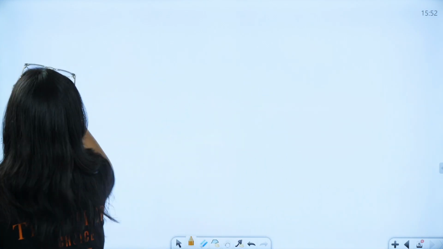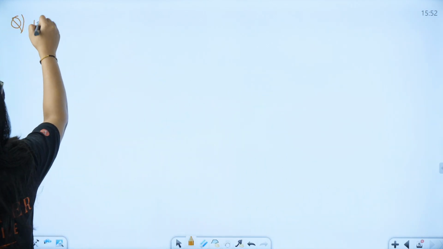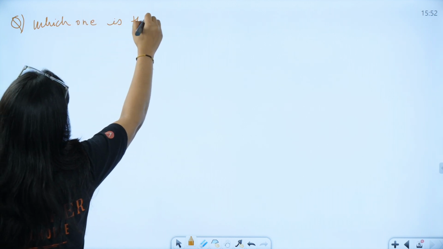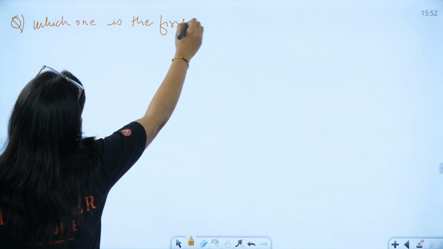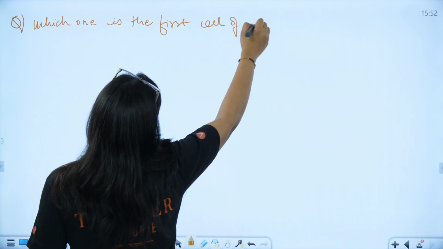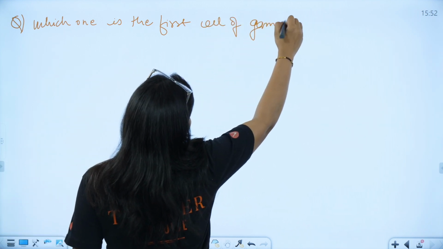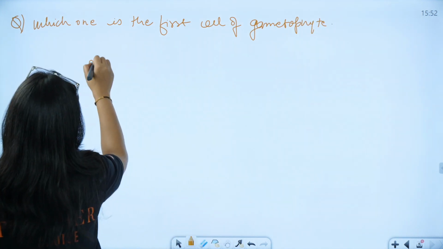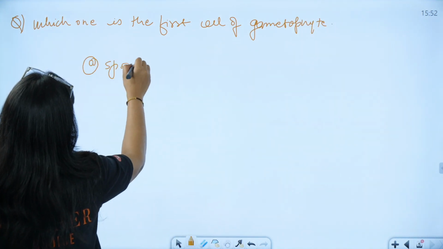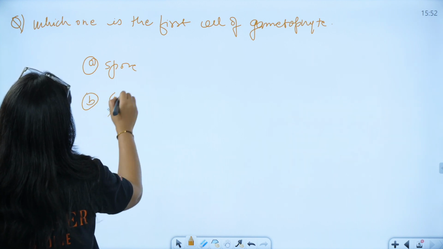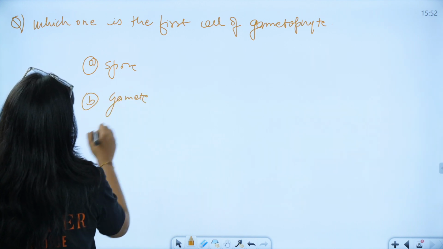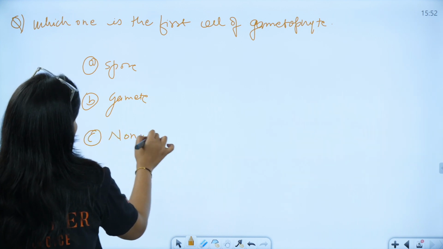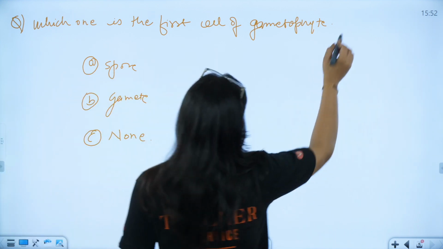So the first question that I'm going to ask you is, which one is the first cell of gametophyte? The options are in front of you. Option A is spore. Option B is gamete. And option C is none. Let me make a little change in the question.